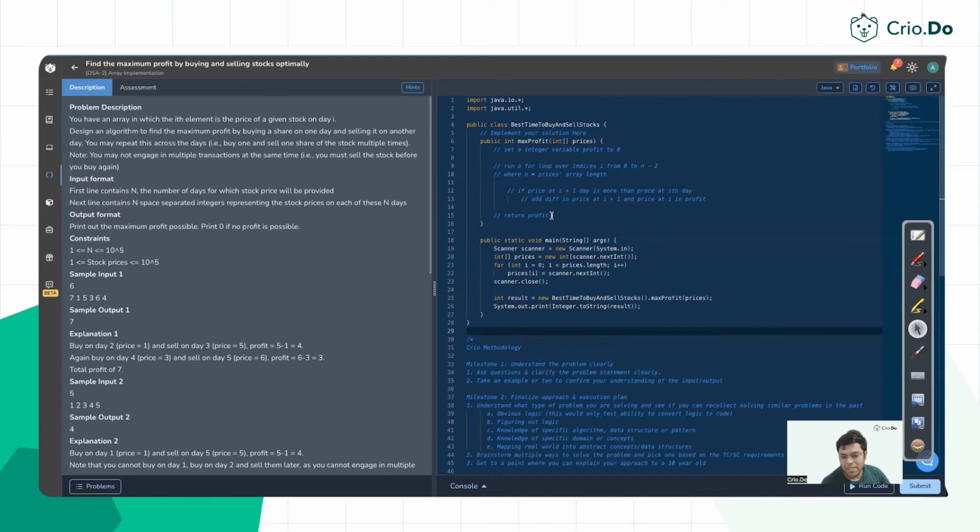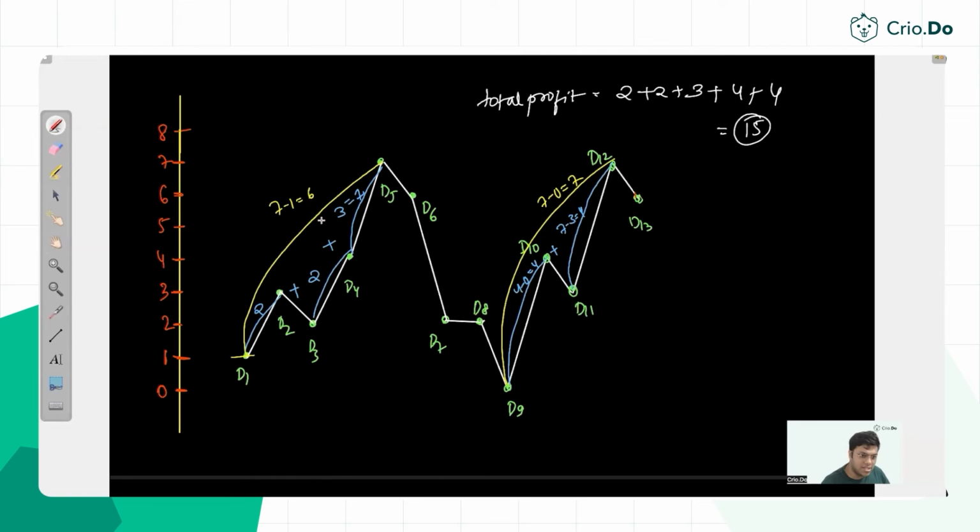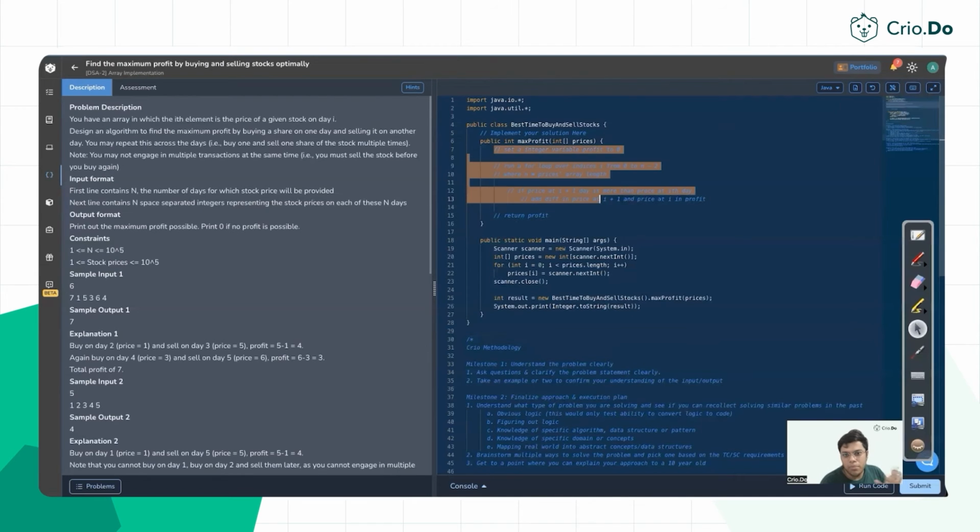What will be the time and space complexity? As you can see, we have to run a loop over the input array. A single loop will be there, just running a loop over all the days. It will be order of n time complexity, where n is the number of days, that is the array size. And since we do not require any extra space, space complexity will be constant. We are just having a variable profit, and that will be 4 bytes usually.